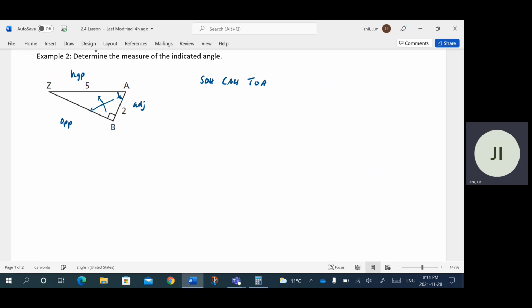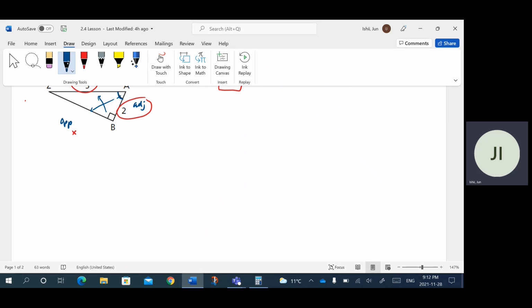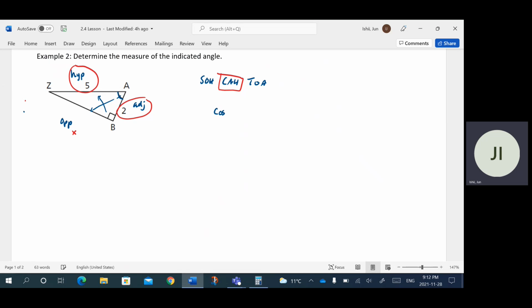And this time I want the ratio that involves the adjacent and the hypotenuse. Notice the opposite side here is blank. I'm not looking for it, so I'm not going to use that one. Of these 3, the one that has adjacent and hypotenuse is the middle one here, CAH. So if I set up the equation, I'm going to write down cosine A equals adjacent, which is 2, over the hypotenuse, which is 5. So cosine A equals 2 over 5. Therefore, A is going to equal cosine inverse of 2 over 5.